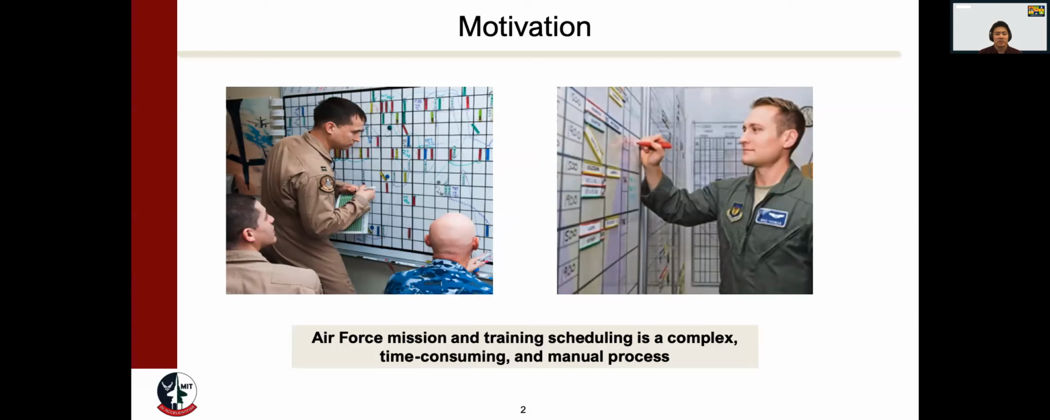The motivation for this problem is that Air Force mission and training scheduling is a complex, time-consuming, and mostly manual process. A typical schedule can take 3 airmen working 9 hours a day for a total of 27 person-hours to develop. In fact, the project name Puckboard comes from the legacy system of shuffling pucks around a whiteboard to find schedule solutions. Our goal is to not only assist the schedule makers, but also improve the quality of the schedule for the personnel.